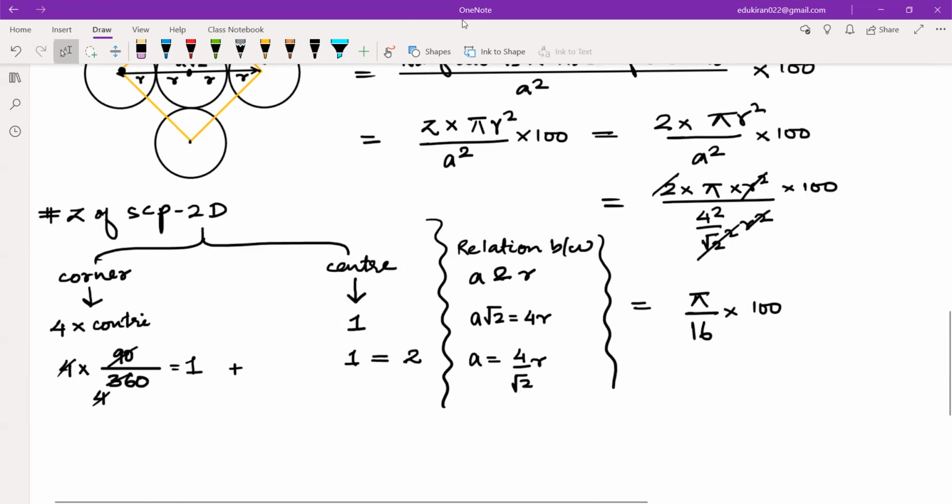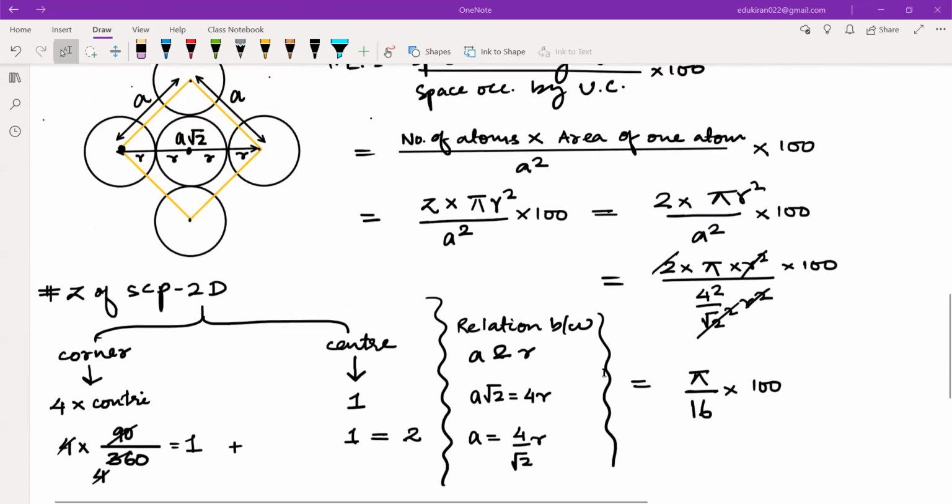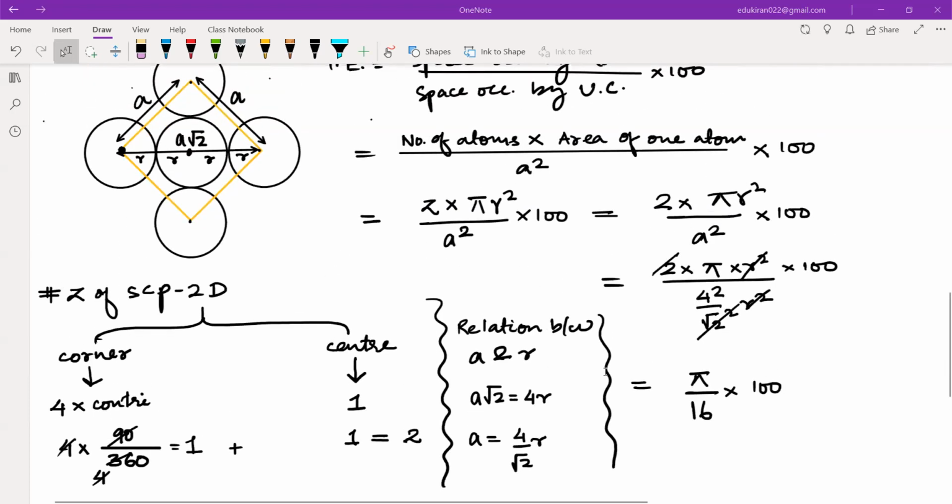Yes, Krishna. No, sir, I was done. That's why I just. Okay. Did I make a mistake somewhere? Should be pi root 2 square. Okay. Sorry. Yeah.